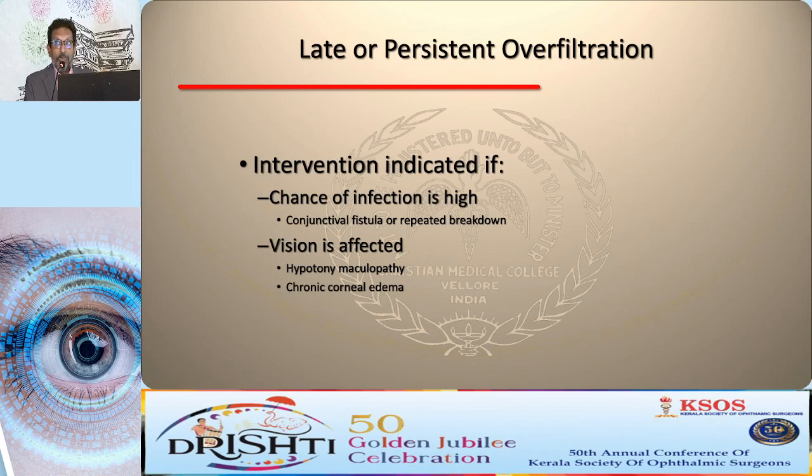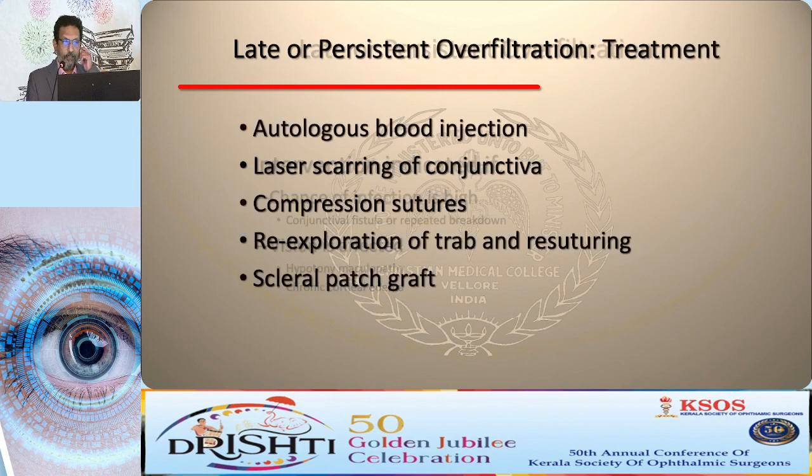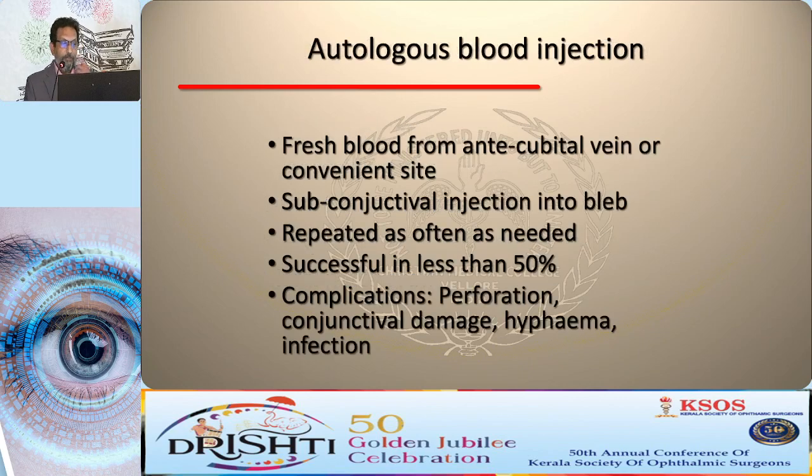Late overfiltration is indicated for intervention if the chance of infection is high. So if you have a conjunctival fistula which is constantly leaking or breaking down, and if you have hypotony maculopathy or corneal edema which is affecting the vision, you have to intervene. What are the interventions? You can try fairly conservative stuff like autologous blood injections, compression sutures, or else go on to the re-exploration and patch graft.